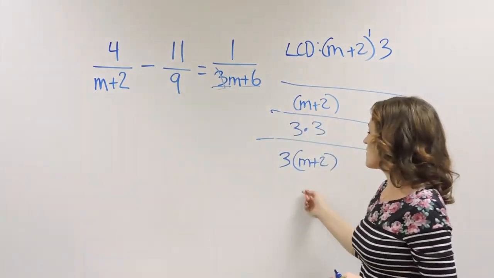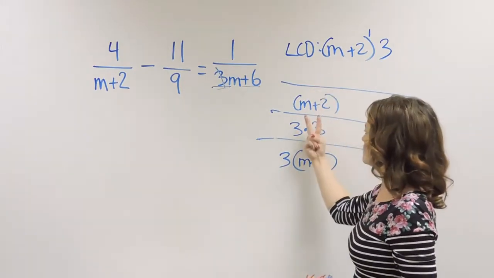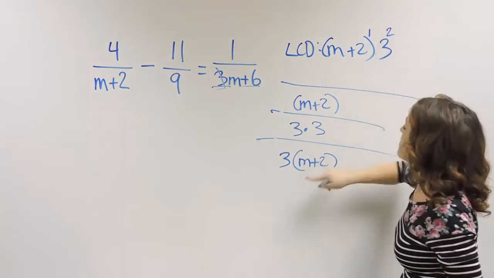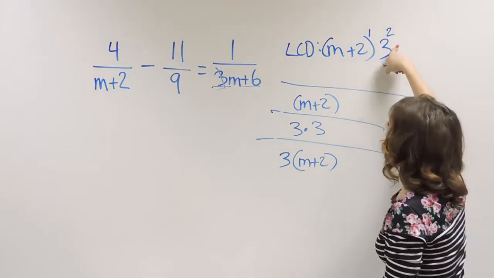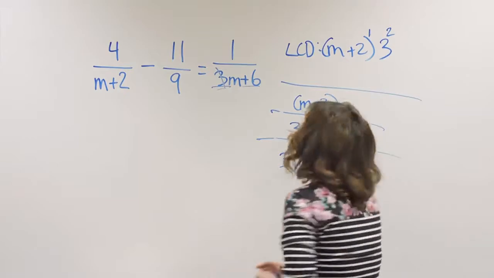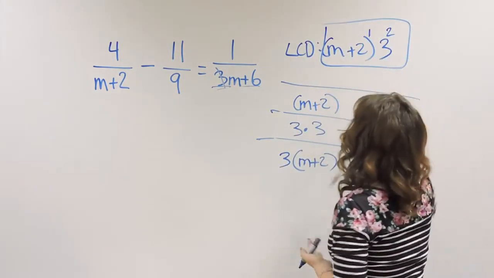And my third denominator, I had 1 of them. So who had more? 0, 2, or 1? Well, 2 of them is definitely more, so I want to take 2 of them. I want the most of each factor. So I had 1 n plus 2, I had 2 3s, so actually that there is our common denominator.